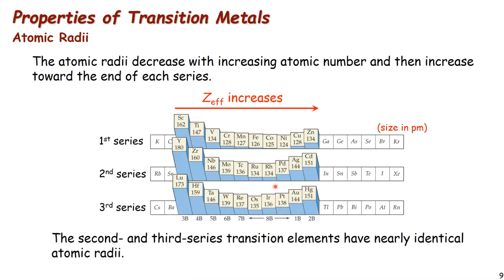Now, the second and third transition elements have nearly identical atomic radii, as you can see. 151, 144, 137, 138, 134, 136. Now, that's odd. You would have thought that they got bigger because there's a ton more electrons. But again, it has to do with that effective nuclear charge. It just keeps getting bigger and bigger as you're adding more and more electrons.